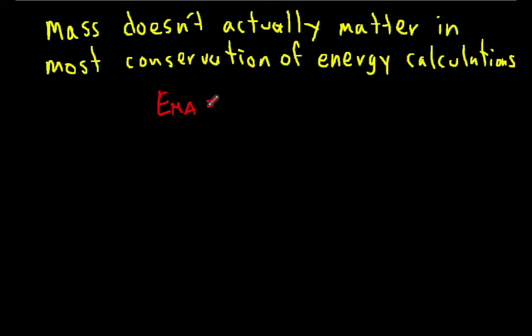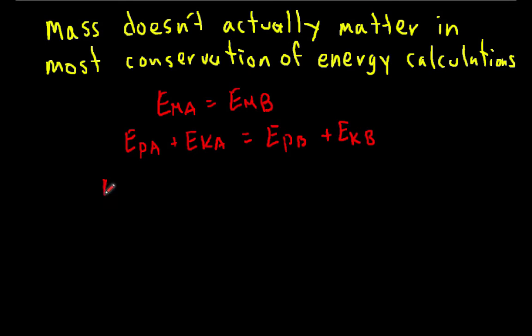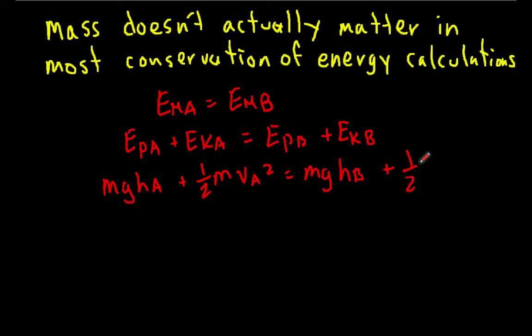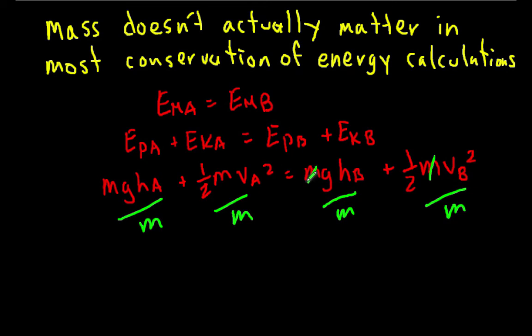If you have two points, A and B, the mechanical energy at point A will be equal to the mechanical energy at point B as long as we're working with an isolated system. So EPA plus EKA equals EPB plus EKB. Writing out the formulas in full, we have mgHA plus 1/2 mvA squared equals mgHB plus 1/2 mvB squared. Notice that all of these formulas have m in them. If we divide each one by m, we see that m cancels out. So you don't actually need m to do the calculation properly.